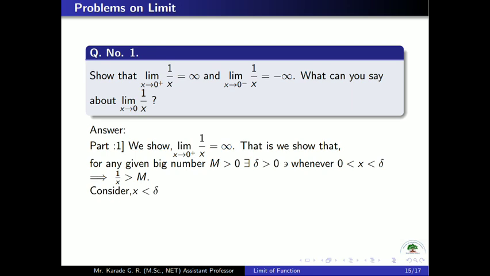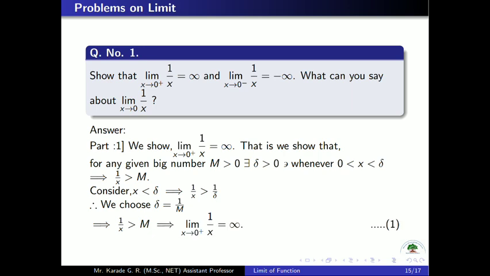So consider now x is less than delta. This implies 1 upon x will be greater than 1 upon delta, and therefore we choose delta equal to 1 upon m, and this implies that 1 upon x is greater than m, and this shows the limit of 1 upon x as x tends to 0 plus is equal to infinity. So m is a very big number and 1 upon x is greater than that big number. That means m is any big number, so we say that the values of 1 upon x approach plus infinity.